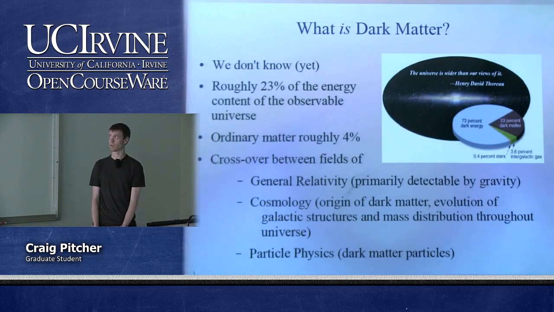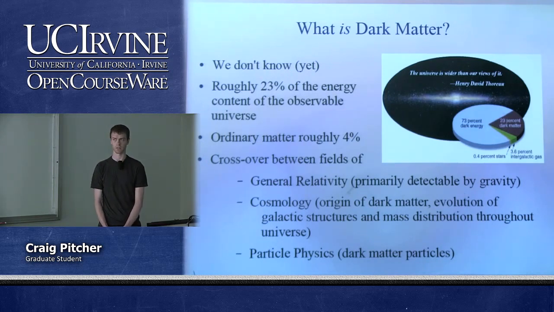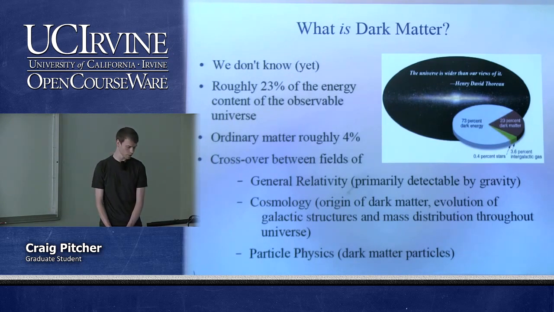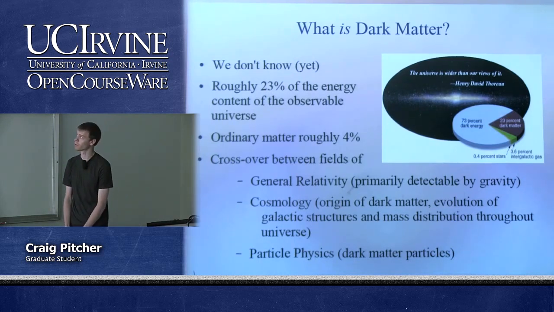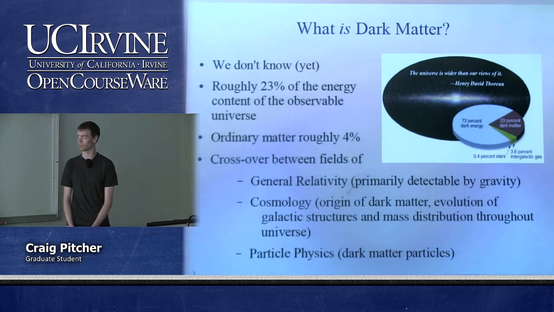So this brings up the question, what is dark matter? There's a lot of evidence suggesting that there's something else out there, but we don't know what it is yet. It's about 23% of the energy content in the universe, and dark energy is about 73%. The stuff we know about is roughly 4%.